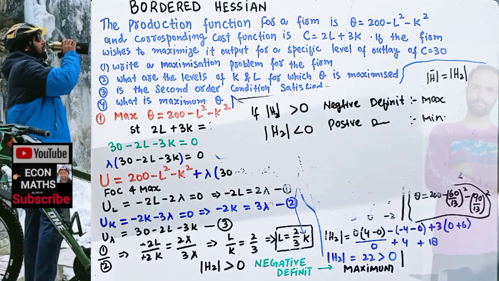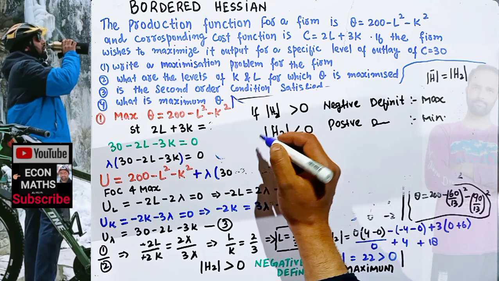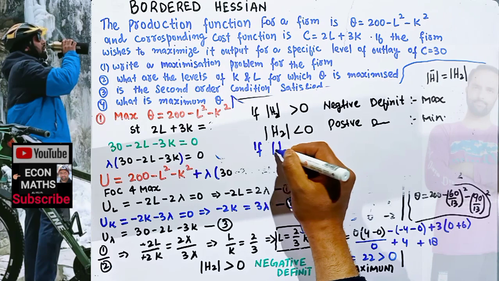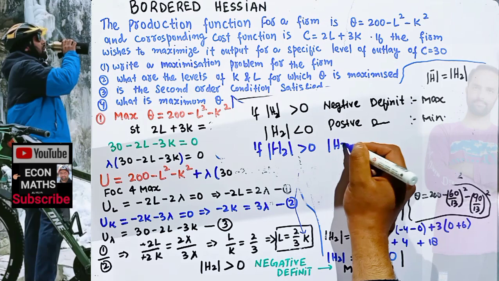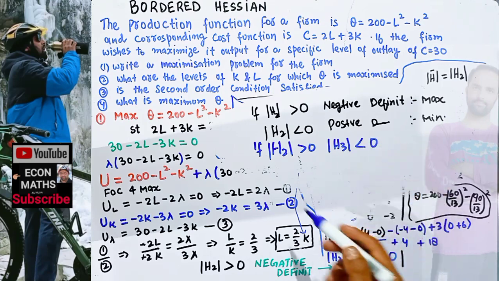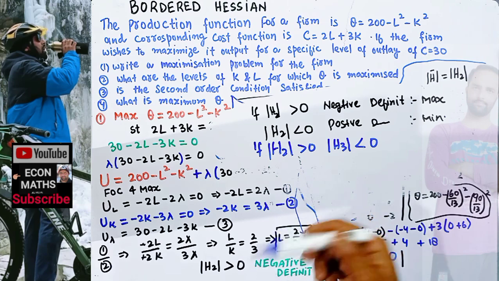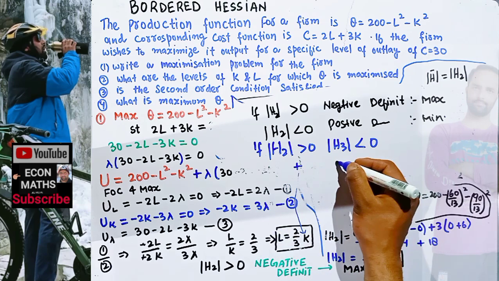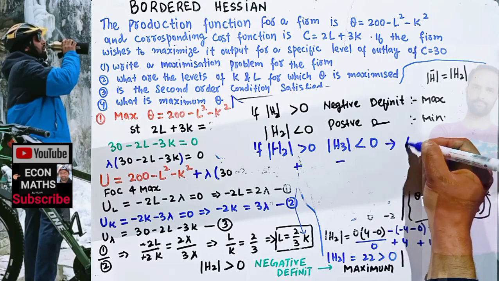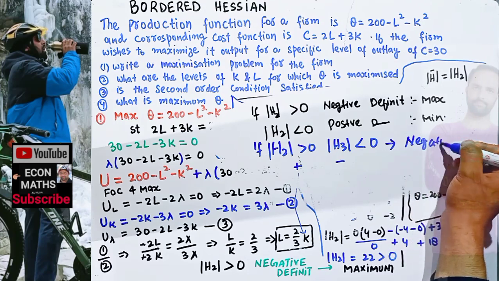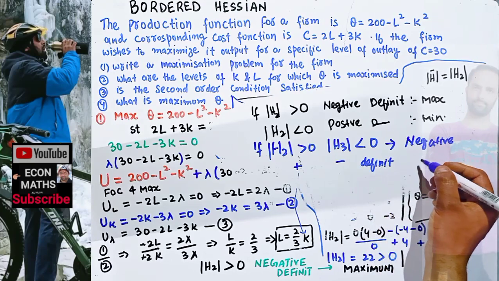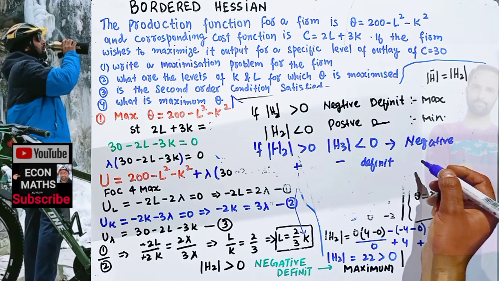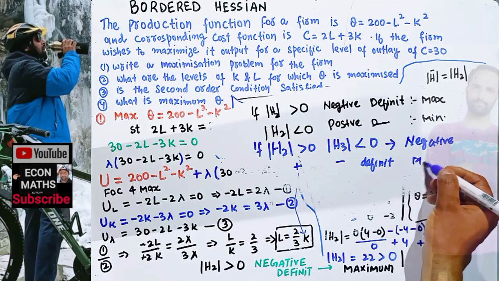If the principal minors, and let me write it here, if H2 is greater than 0 and H3 is less than 0, if the principal minors alternate their signs from positive to negative, it is also negative definite. Negative definite, it satisfies the condition for maximum.